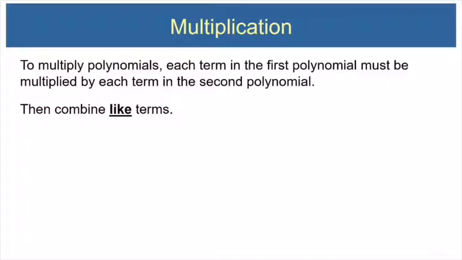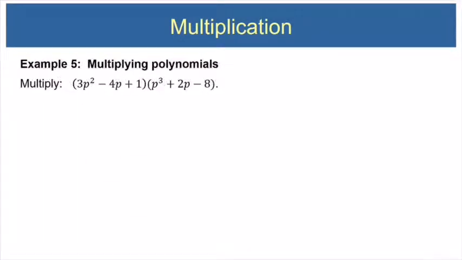Now we'll move on to multiplication. So to multiply polynomials, what you've got to do is each term in the first polynomial must be multiplied by each term in the second polynomial. And when you get that all done, then you can combine like terms. And we'll look at a multiplication example here.